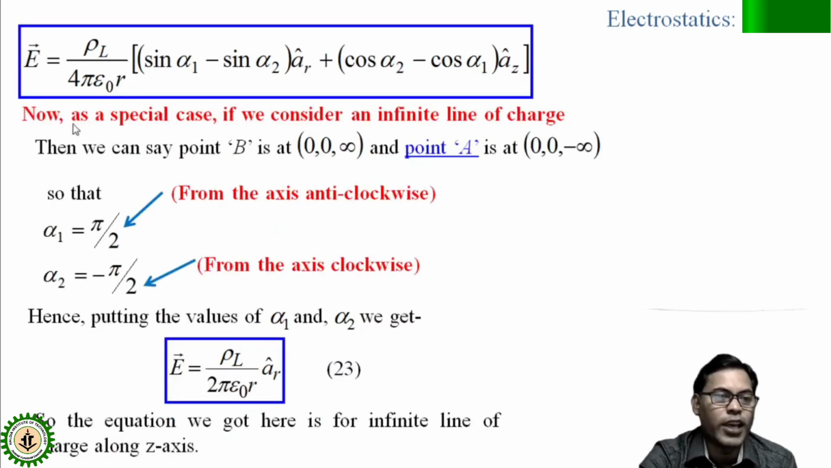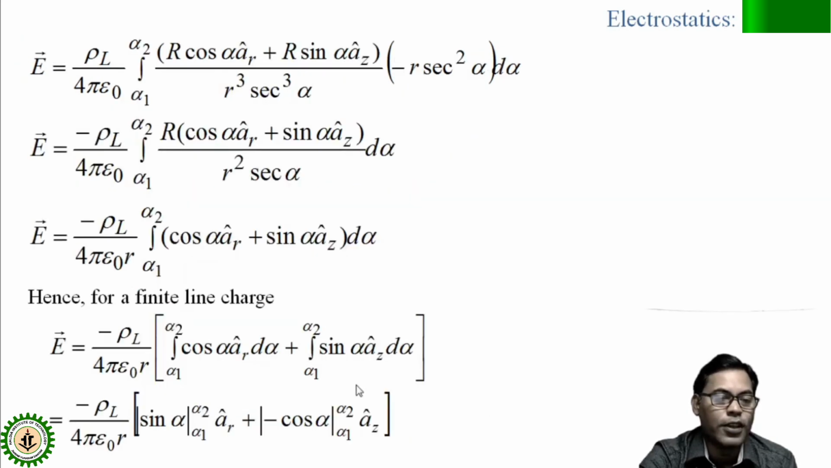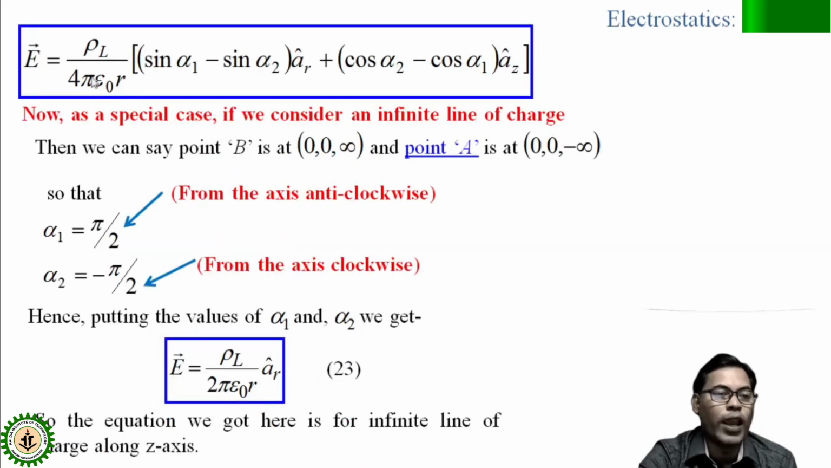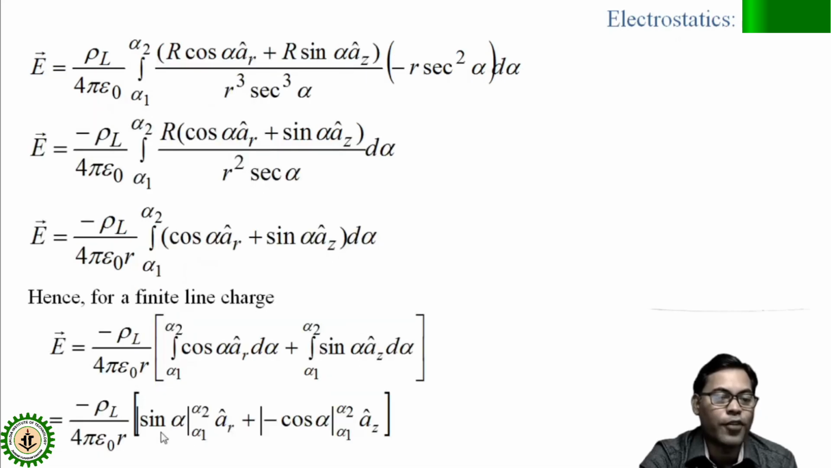From that, putting the value of this limit alpha 2 and alpha 1, we are getting the expression. You see that rho L by 4 pi epsilon naught R. Here you see that this is the first sin alpha 2 minus sin alpha 1, minus of cos alpha 2 minus cos alpha 1, but if we take the minus outside, then it will be plus.